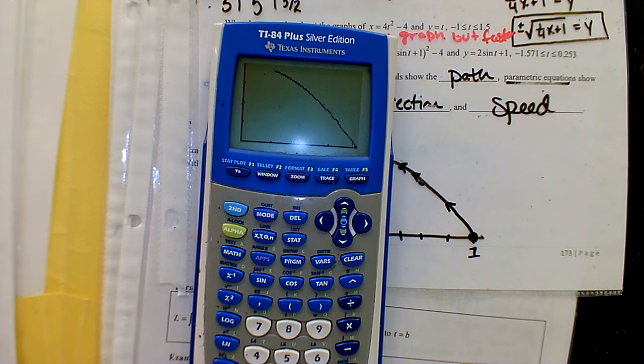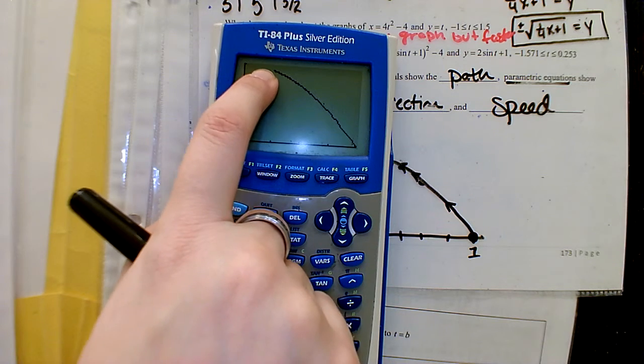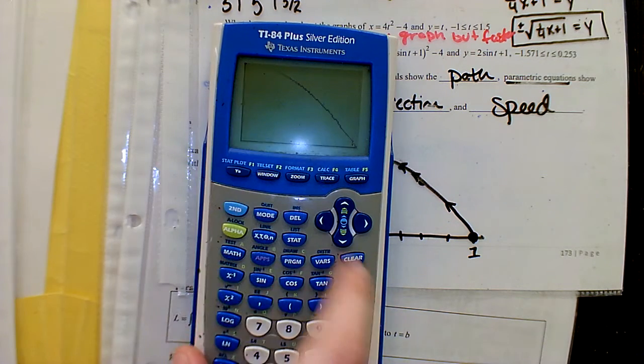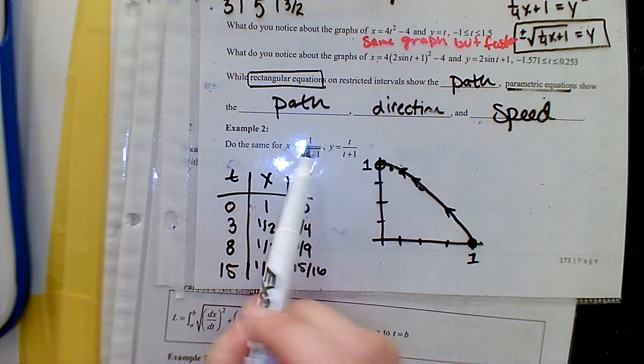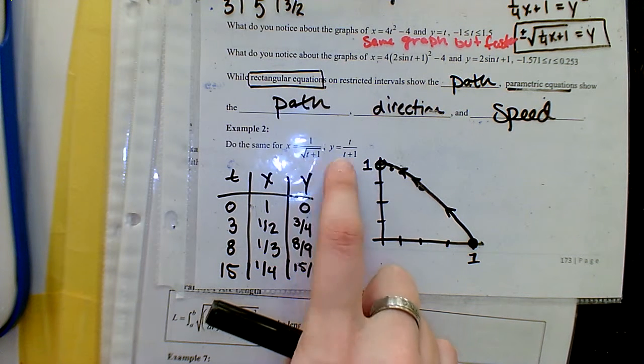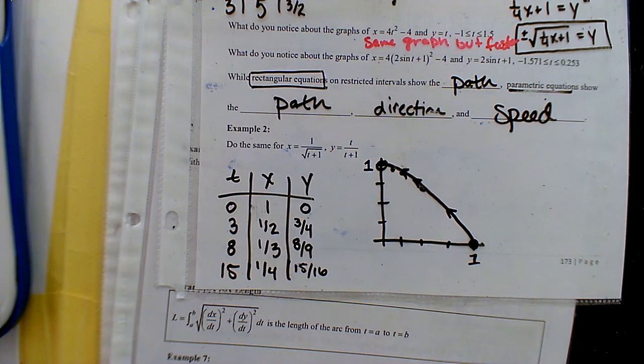Okay, but it still has the same shape. Okay, it's really taking its time though to graph that. Okay, let's go ahead and practice eliminating the parameter in this case. Can we choose one of those equations that would be easier to get t all by itself?